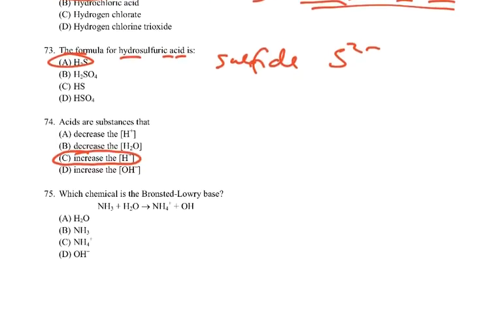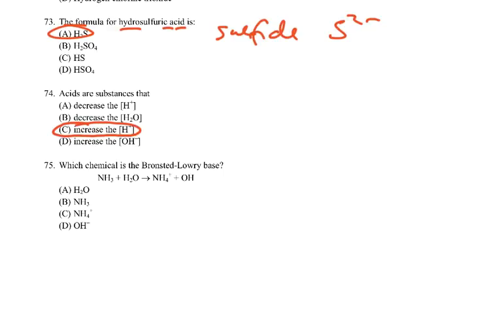Okay, 75, which chemical is a Bronsted-Lowry base? Okay, a Bronsted-Lowry base is somebody that accepts a proton, and here we can see that the H plus, which is a proton, goes to the NH3. That is our Bronsted-Lowry base. Okay, so NH3 is the Bronsted-Lowry base.